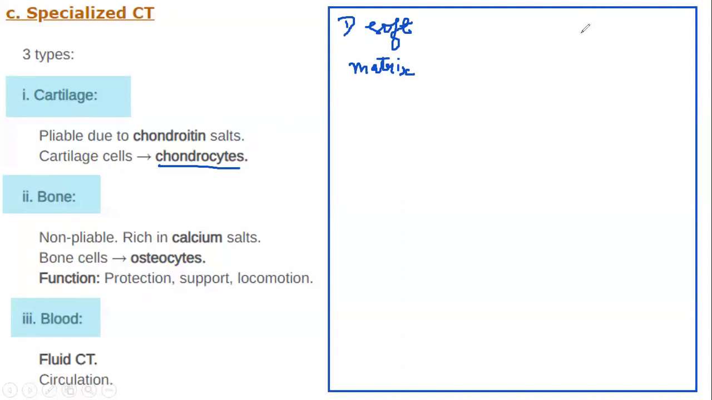The intercellular material between the cartilage cells is solid and pliable and resists compression. Most of the cartilage in vertebrates is replaced by bones in adults. The second one is bone, which is non-pliable and rich in calcium salt. The bone cells are known as osteocytes and function in protection, support, and locomotion.